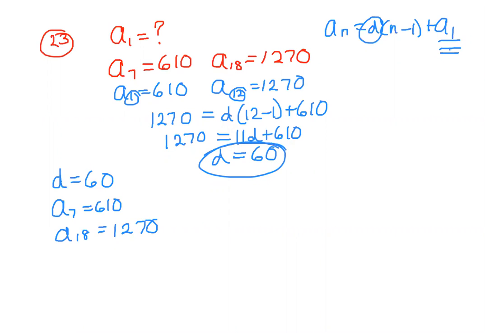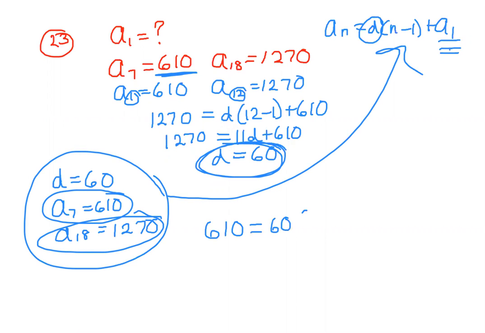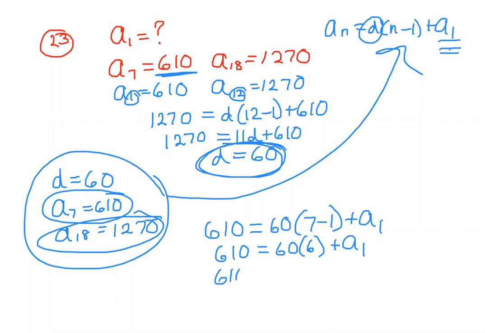Now I could just take my D and start right here and just start subtracting 60s from there to get back to 1. Or I can just take these things and put them back in here to find what A1 is. I only need to use one of these. I can use whichever one I want. I'm going to use A7. I'm going to say AN equals D times n minus 1 plus A1. So I'll get 610 equals 60 times 6. And so I get 610 minus 360 equals A1.